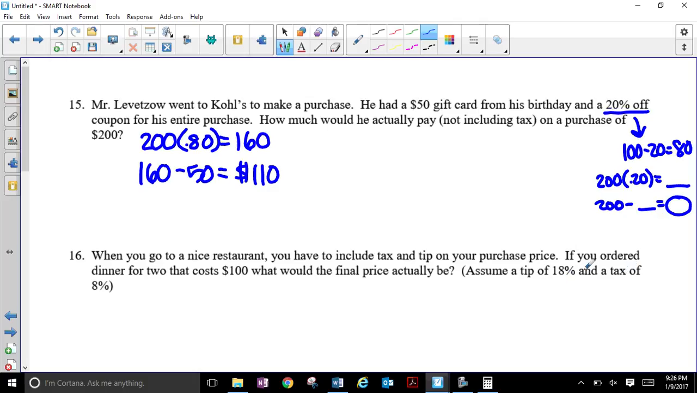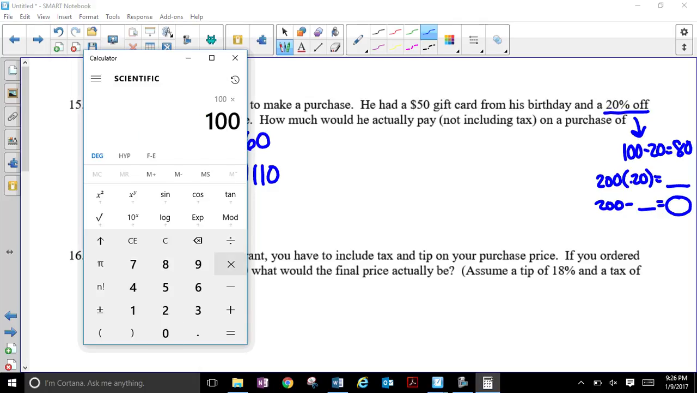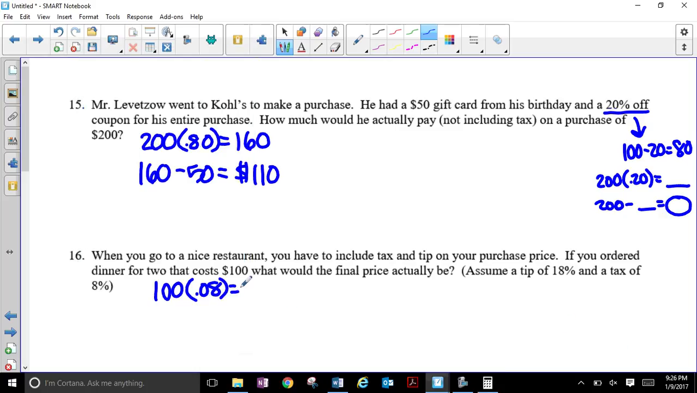Okay, so again, another composition, which one's first and second? We know we're going to do $100 times tax. So let's do tax first. 0.08 is 8%. So if you do 100 times 0.08, you get $8. So you're paying $8 in tax. So I'm going to do 100 plus that $8. So your total ticket with all your food and drinks and things like that is $108.